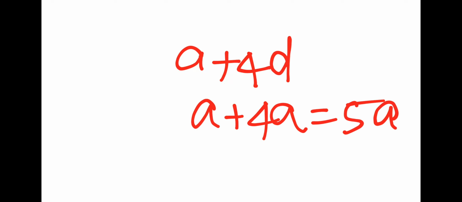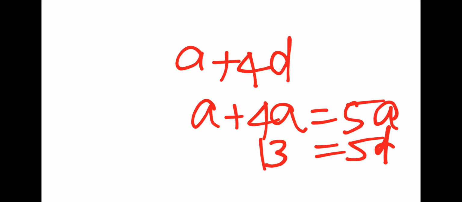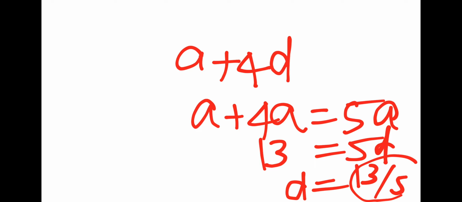Hence the question asks about the fifth term of the AP, which is nothing but A plus 4D. We have A is equal to D, so A plus 4A is 5A, or 5D. The fifth term is given as 13, so the common difference is 13 by 5. The first term and the common difference are equal, so A is equal to D is equal to 13 by 5.